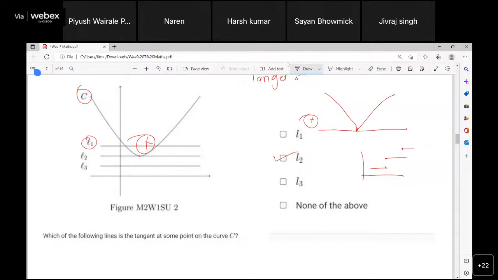We are just taking the floor function, say floor of x. So floor of 3.4 will be 3 only, right? So yes, we can say that the line itself will be a tangent.